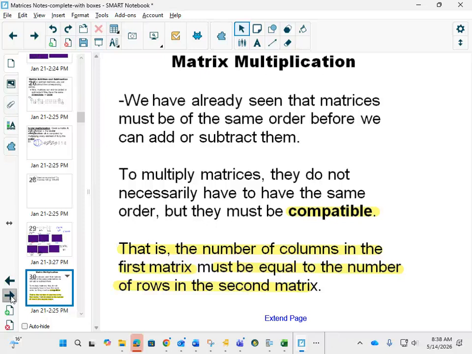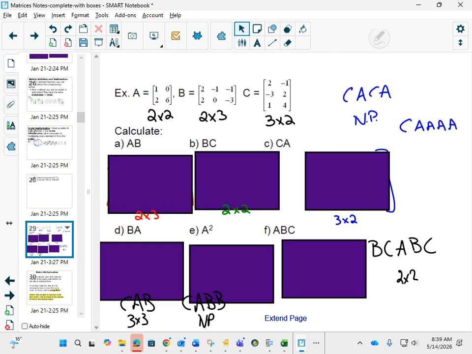Matrix multiplication. Most of you saw yesterday when you could multiply them. They don't have to be the same size, but they do have to be compatible. And compatible ones, like A times B, these ones multiply together because those middle numbers matched up. And B times C, we noticed they were able to multiply together because those middle numbers matched up.